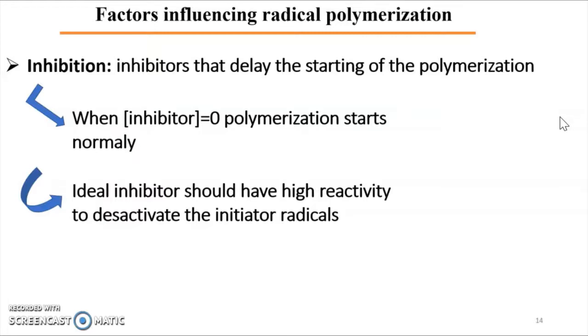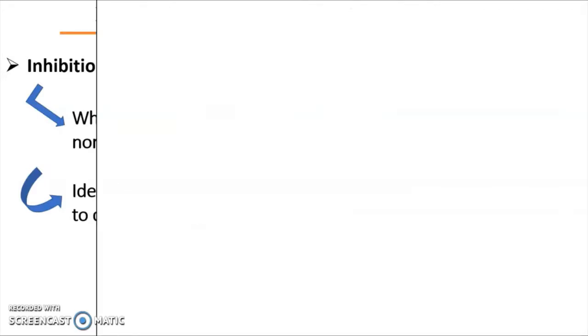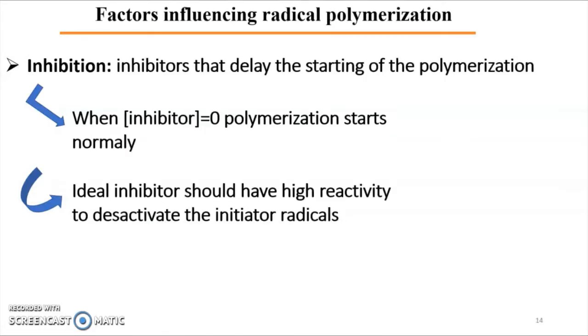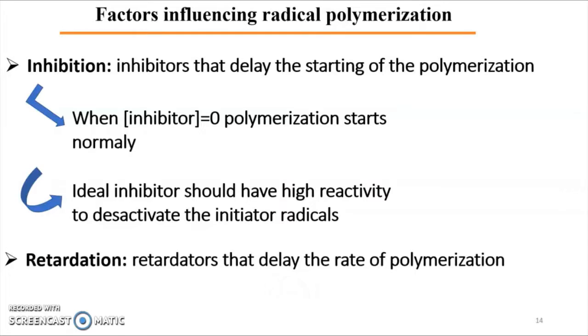If you remember, last time I talked about adding specific stabilizers to prevent the autopolymerization of monomers during storage. These stabilizers are inhibitors, which are molecules having high reactivity to deactivate initiator radicals, so as to avoid any polymerization, deactivating any radical monomer formed after a monomer collision. The second factor is the retardation. Here we have retarders, which also delay the rate of polymerization.